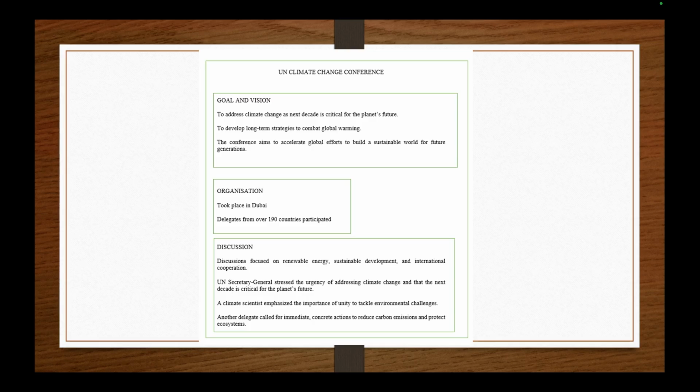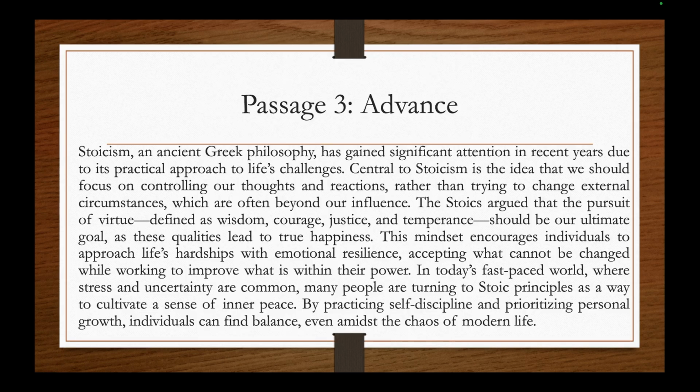Now, first, UN Climate Change Conference, goal and vision, organization, that it took place in Dubai and delegates from 190 countries participated. Then discussion, how the discussion was held, and so on and so forth. Now, come to passage number 3. Now, passage number 3 is an advanced level passage.